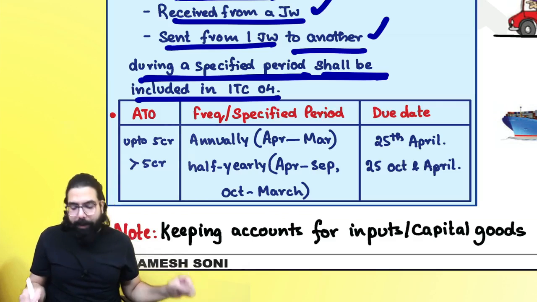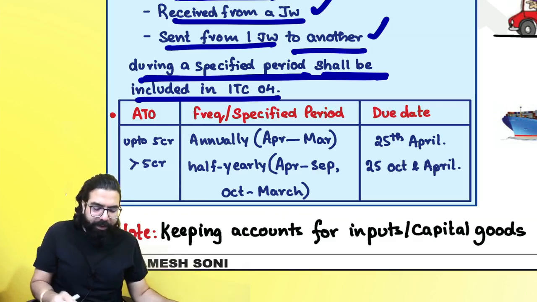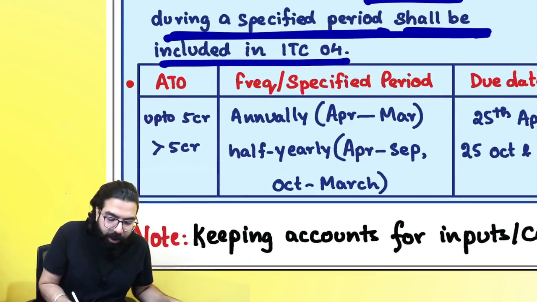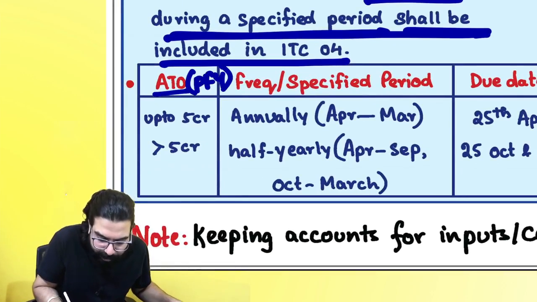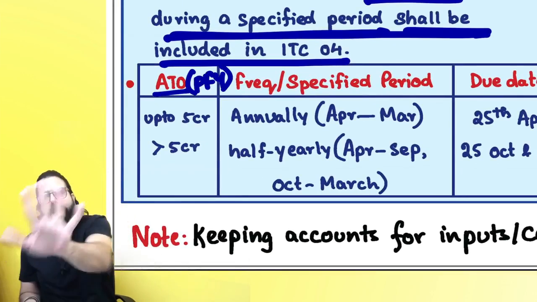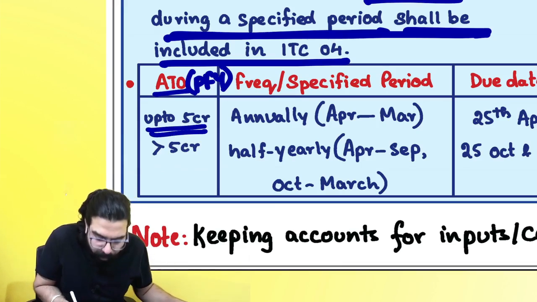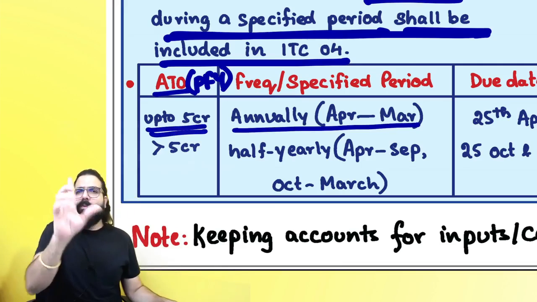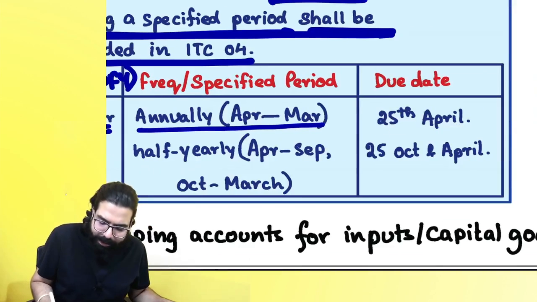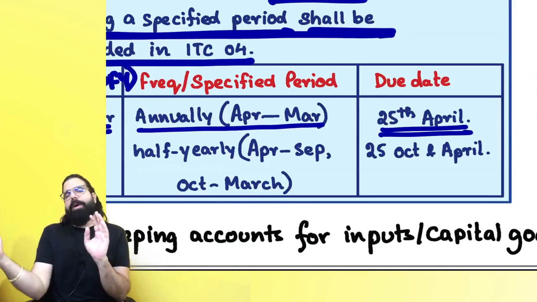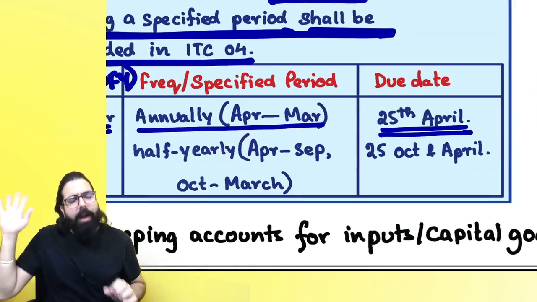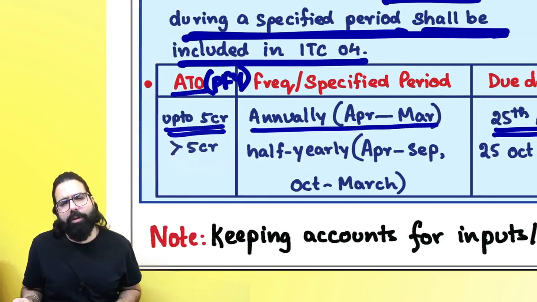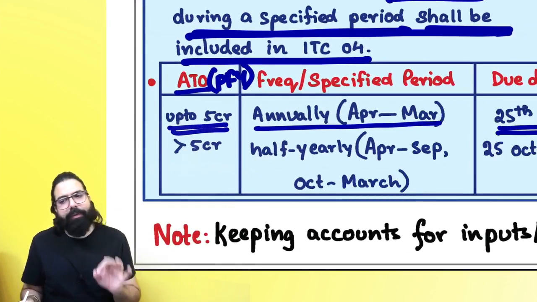Remember one thing, that GST ITC 04, which is to be filed, has to be filed annually or half yearly. You have to see the aggregate turnover in the preceding financial year. If your turnover was up to 5 crore, then annually you have to file. For the full year, you have to file only one GST ITC 04, and that is by 25th of April. So if last year's turnover has not crossed 5 crore, then I can file only one GST ITC 04, on 25th of April.